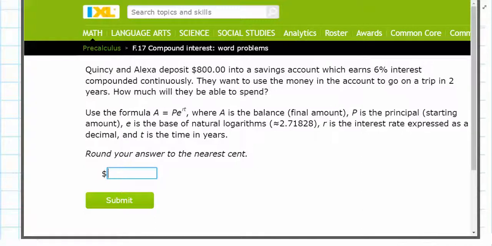Here's another example, essentially the same. $800 is invested, earns 6% interest compounded continuously, and this couple wants to use the money to go on a trip in 2 years. So we want to know how much that is going to be worth. Go ahead and pause the video and try this one on your own. See if you can get the answer that'll work. I'll come back in a second and check my answer.